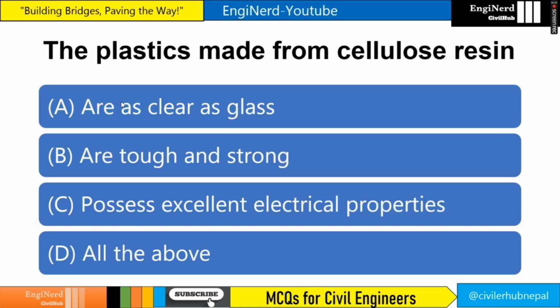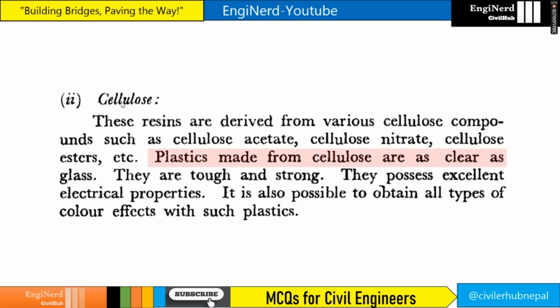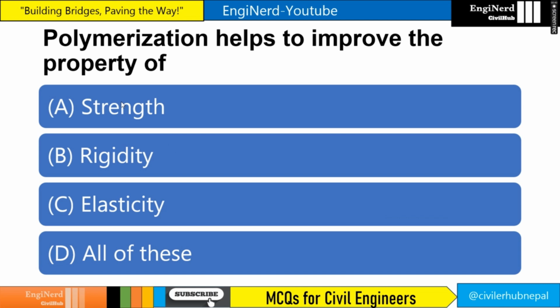The plastics made from cellulose resins are as clear as glass, are tough and strong, possess excellent electrical characteristics or properties, all of the above. You see here, in cellulose, plastics made from cellulose are as clear as glass, they are tough and strong, they possess excellent electrical properties also. The answer is all of the above.